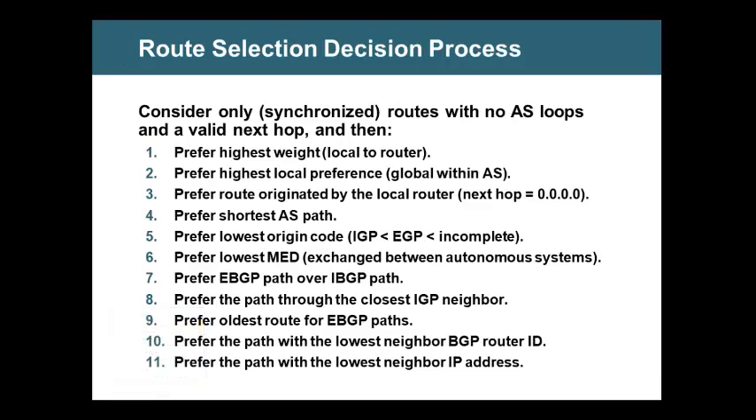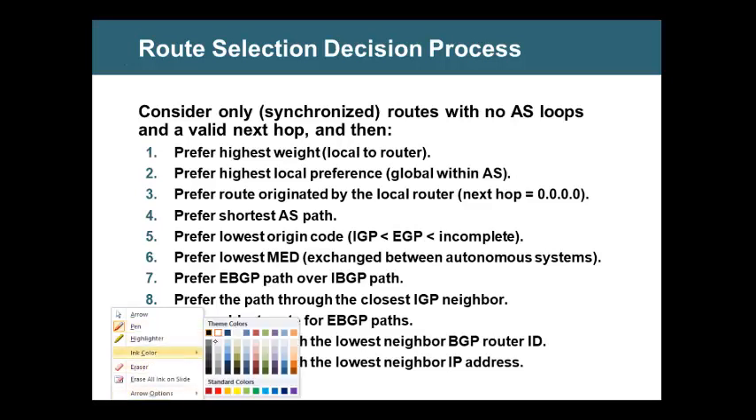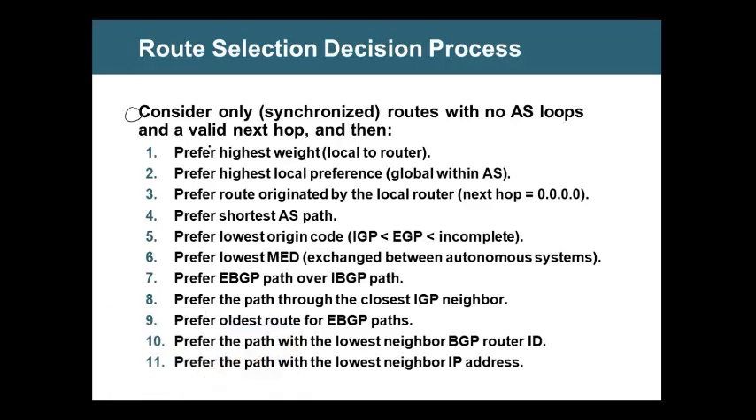You need to have a valid next hop. That is a very important attribute. Next hop is one of the attributes, and it should be a valid, reachable next hop. And if you have multiple paths with a valid next hop, then it goes to the first attribute, called weight. If there is a tie in weight, then it goes to local preference. If there is a tie in local preference, then it will go to the shortest AS path. If there is a tie in that, then it will go to the lowest origin code.